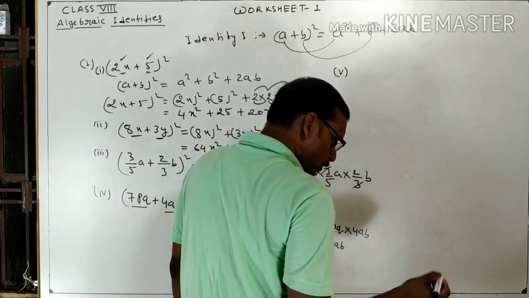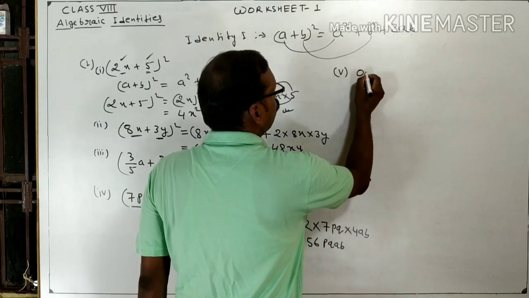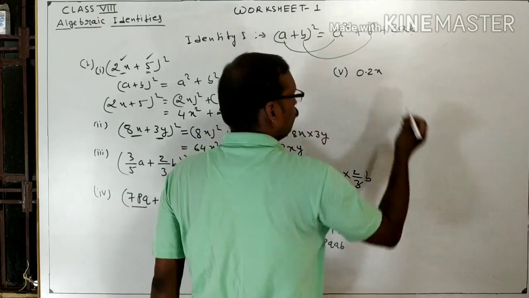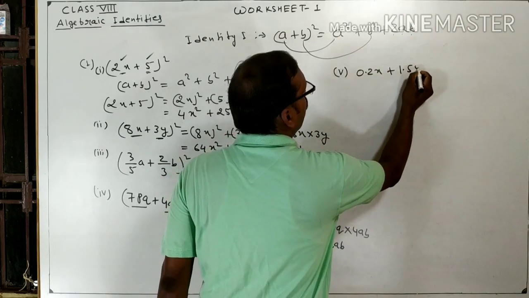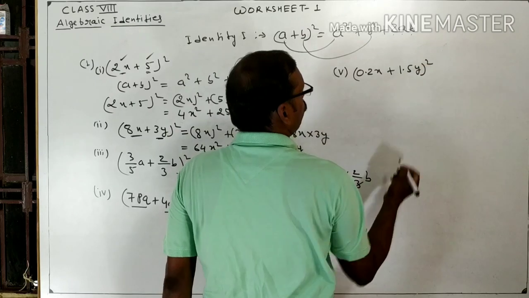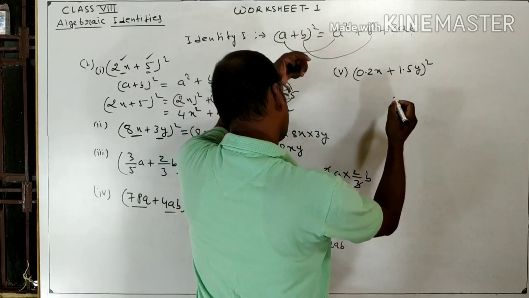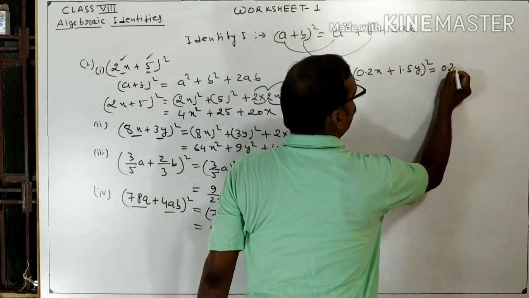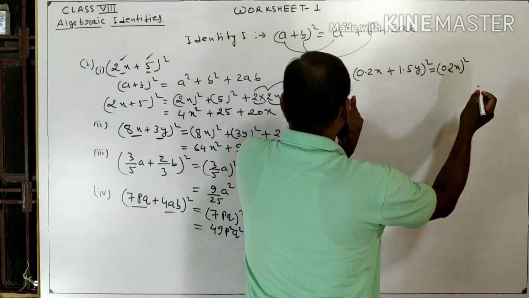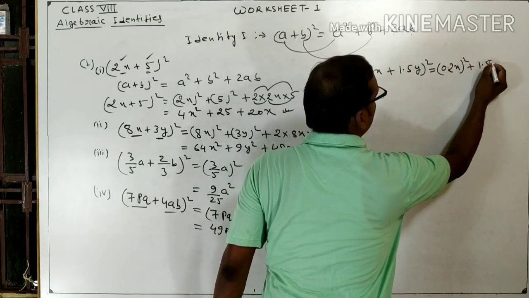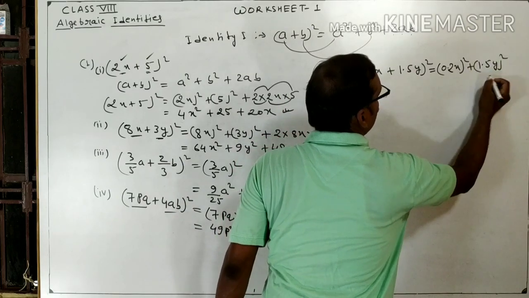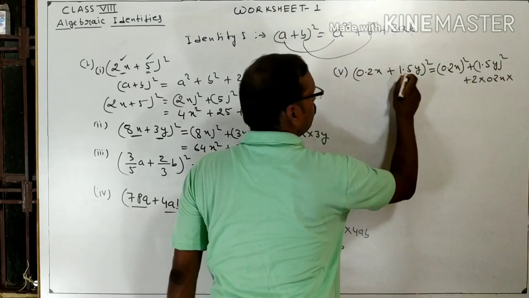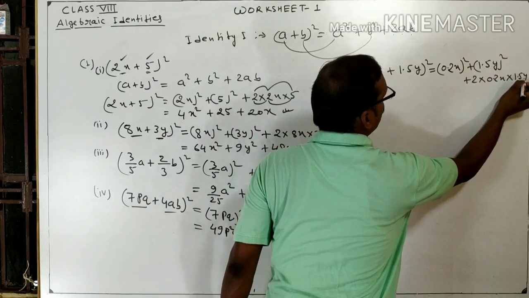Question number 5. (0.2x + 1.5y) whole square. Similarly, we can solve this question. (0.2x) whole square plus (1.5y) whole square plus 2 into the first number 0.2x and the second number 1.5y.